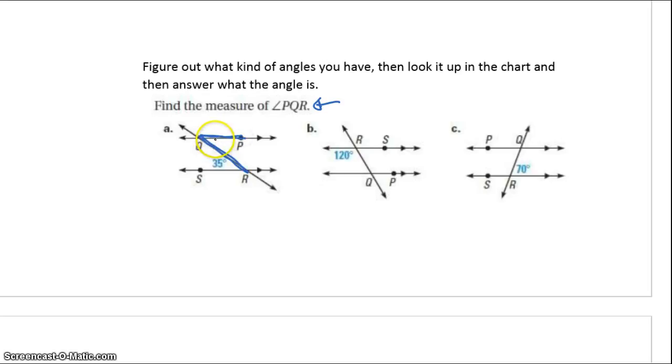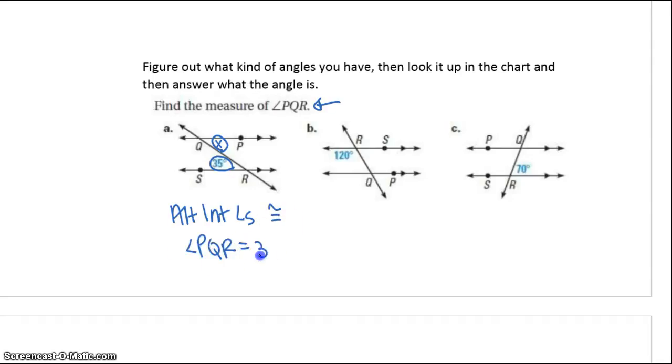PQR is right here. Do you see this angle? Put your X there. All right, now, are they alternating around the transversal on the same side? They're alternating. Are they both inside the two lines or outside the two lines? They're both inside. So these are alternate interior angles, and alternate interior angles are congruent. Yay.